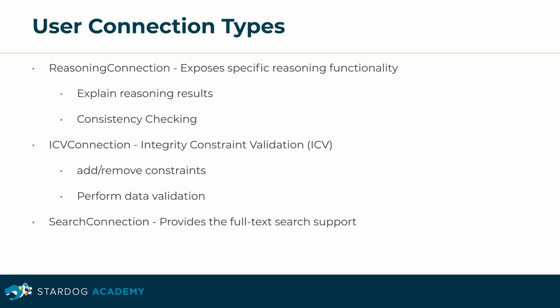Just as Admin Connection had VirtualGraphAdmin Connection and BitesConnection, user connections can be casted to different parts of the API as well. First, we'll look at Reasoning Connection. This will take advantage of Stardog's reasoning capabilities. Next, ICV, which stands for Integrity Constraint Validation, and it allows us to enforce and validate the shape of the graph. Finally, Search Connection, which provides access to Stardog's full text search feature.